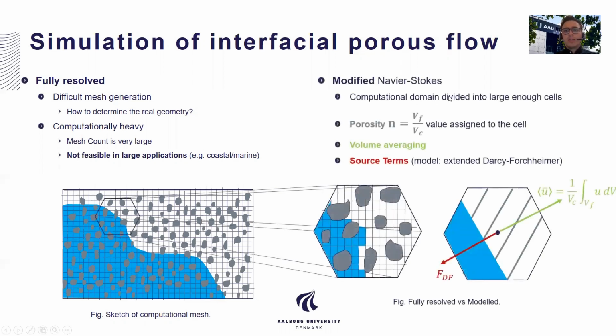On the other hand, we can take one step back and try to model the porous region presence inside the Navier-Stokes equations. This is done by dividing the domain into large enough cells like this hexagonal cell down here. And here the porous material is represented by an average porosity value that is assigned to the cell. Then the second step is to volume average the governing equations. And finally, to include source terms on the right-hand side based on the Darcy-Forchheimer theory to account for the forces exerted from the porous region to the flow. In this study, we followed the modeling approach.